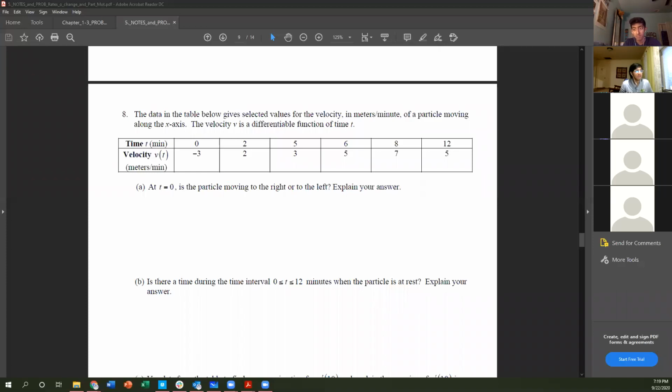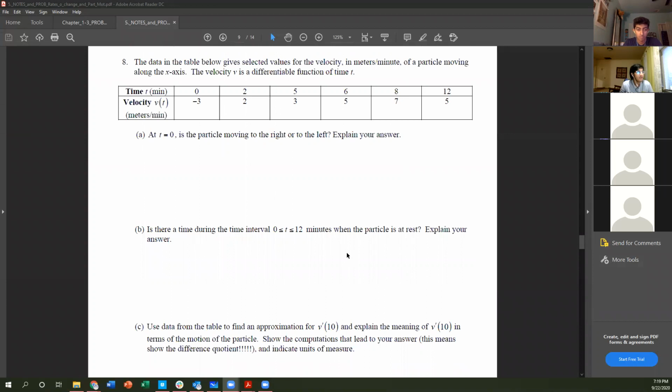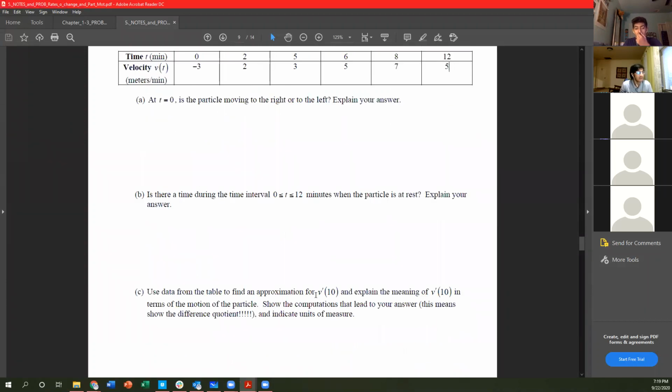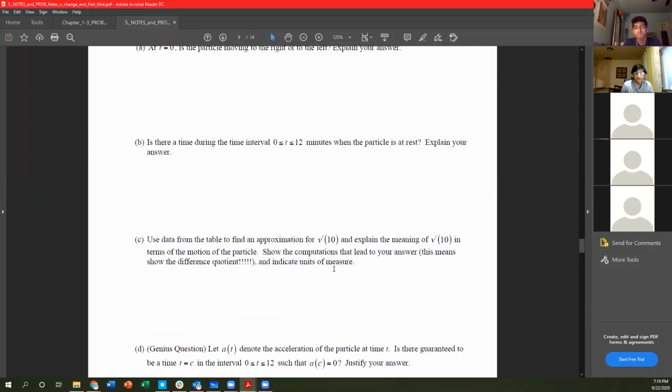For part C, use data from the table for an approximation of v prime of 10. To find v prime of 10, I can just do 5 minus 7 over 12 minus 8, and that'll be in meters per minute squared. I'm not going to calculate that, but you get the idea on how to do it, right? That's called a difference quotient. A difference quotient is just like taking the slope.